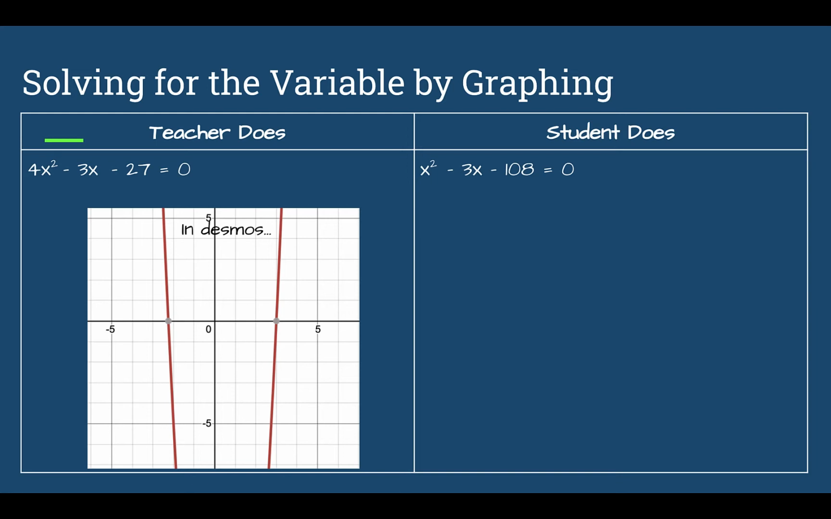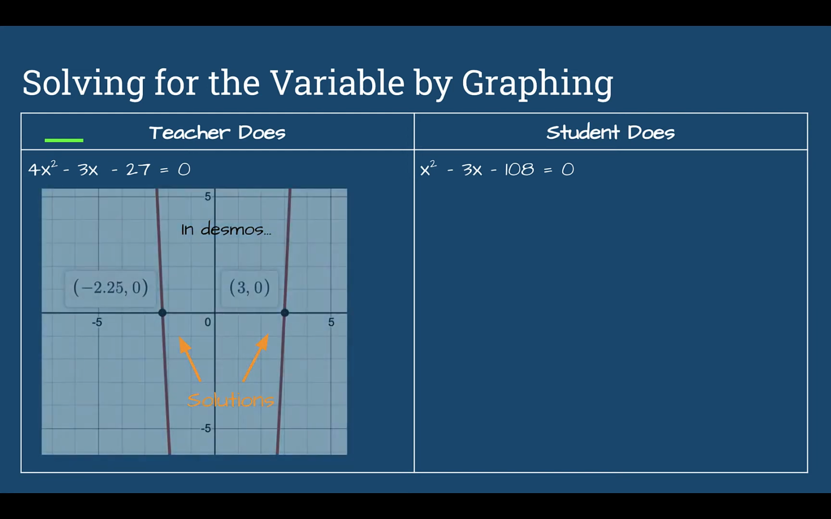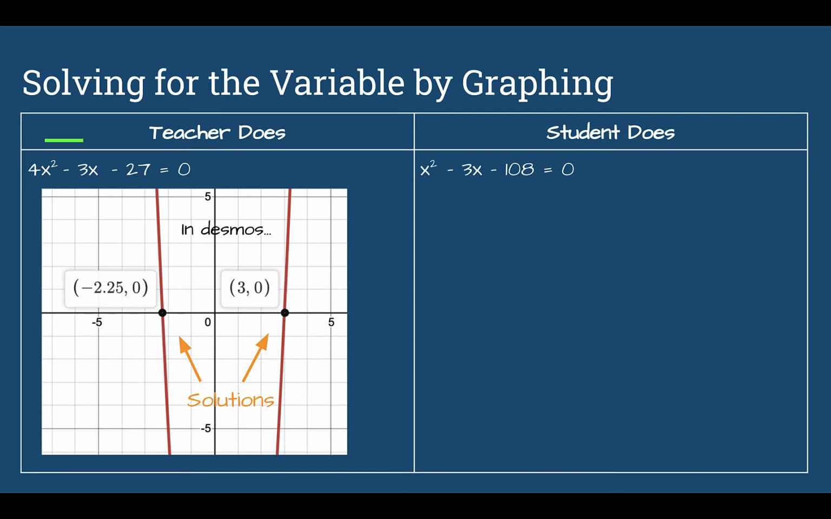You are looking for the places where it crosses the x-axis, which are those two dots there. If you click on the line, those dots will show up. Those are your solutions. In fact, you can click on them. So in this case, our solutions are x equals negative 2.25 and x equals 3. Make sure you are clicking on the correct dots. There is also the vertex and the y-intercept. You're looking for the x-intercepts.